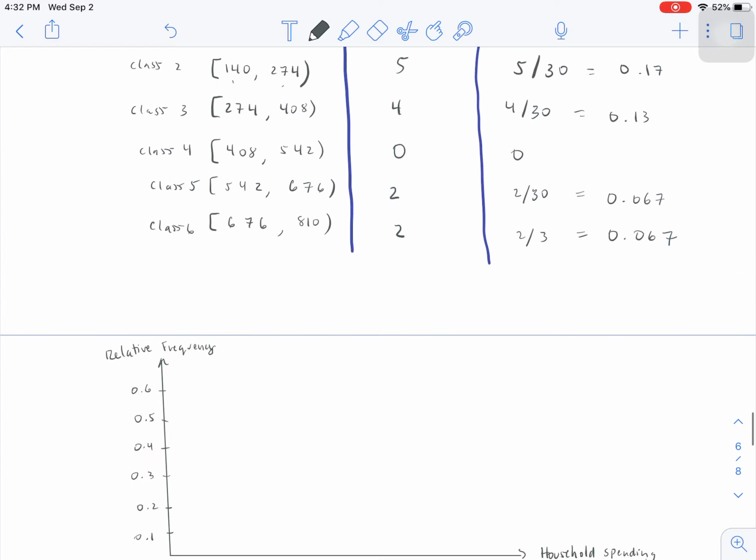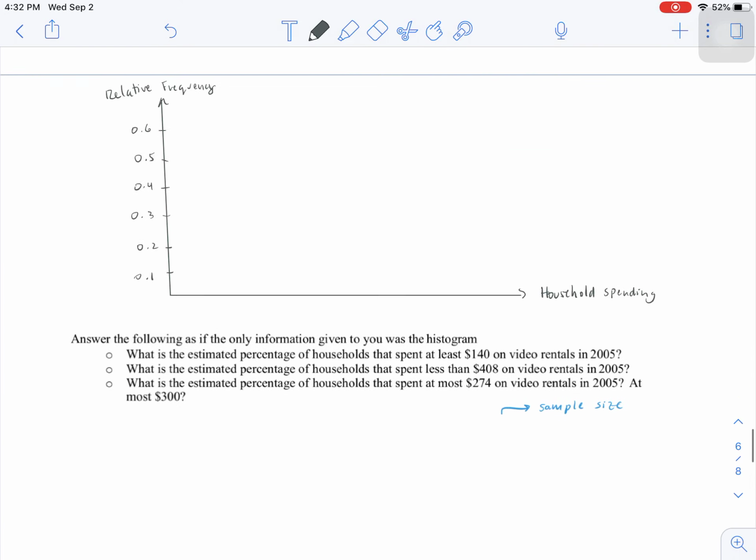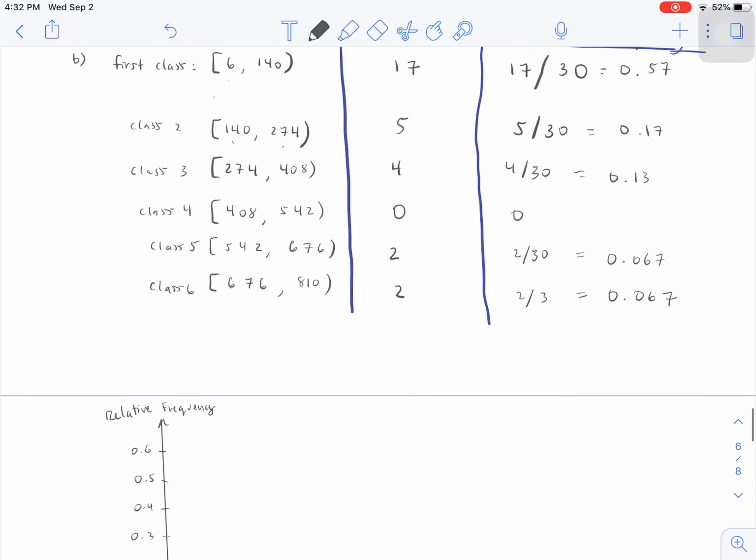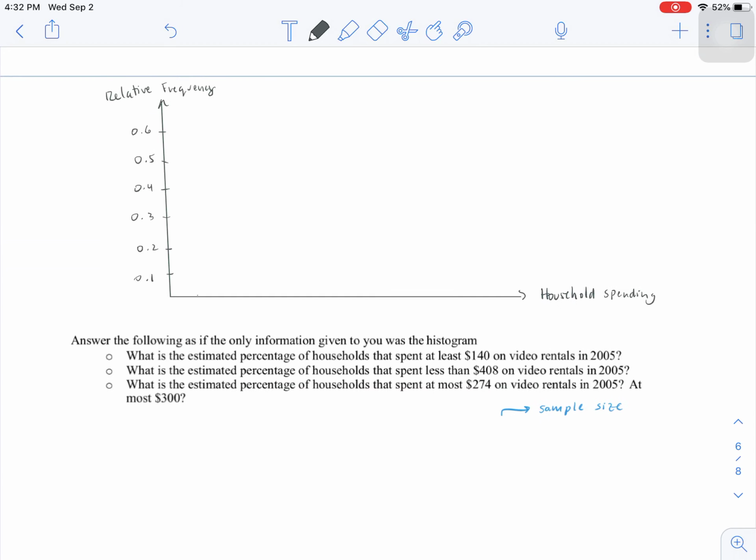All right. So now all I need to do is graph each class. So I'll take my first class, 6 up to, but not including 140. So this is my first bar. This relative frequency was 0.57. It's about yay high. This class was 6 to, say, 139 inclusive.